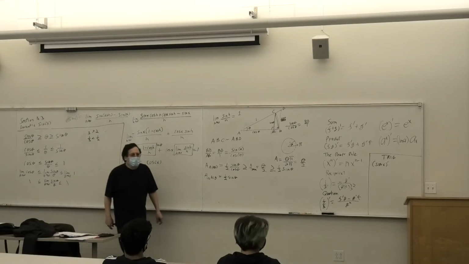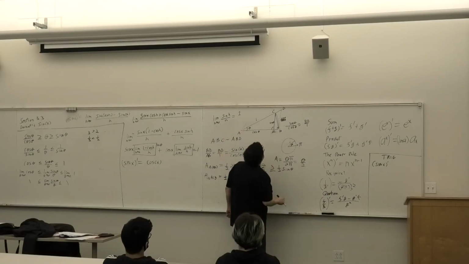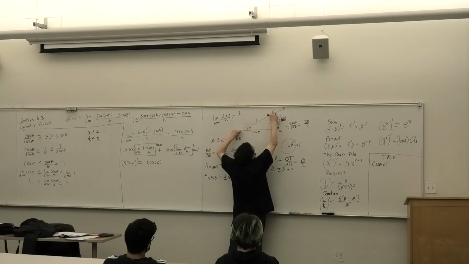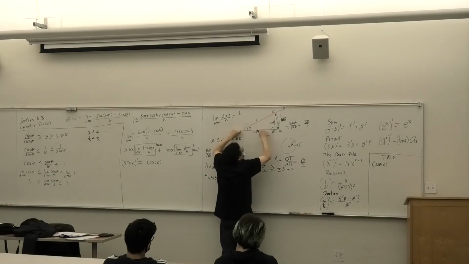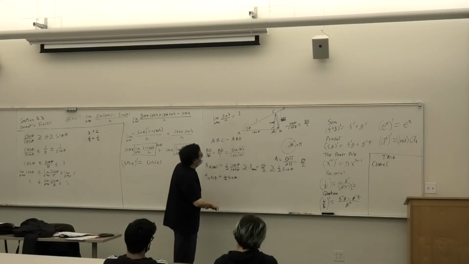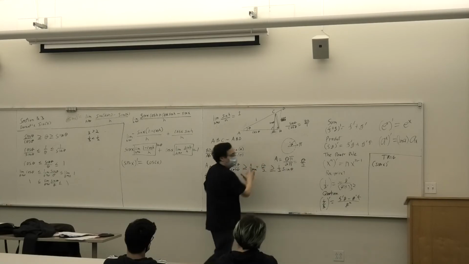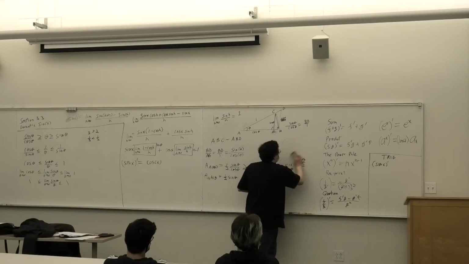Yes? Why is the length of AB 1? Oh, well, this is a sector, right? That means its radius is 1. Is that the only reason you put a sector up there? Maybe I didn't explain that. Would it be okay if I erase all this and just draw a better diagram? Yeah. Okay.